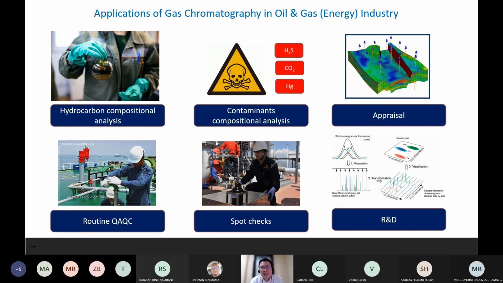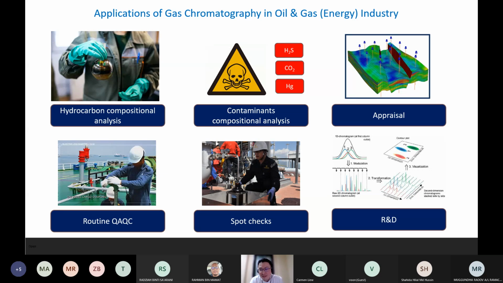We also look into contaminants and compositional analysis of a particular sample. The raw hydrocarbons that come from the reservoir are contaminated with specific types of contaminants such as hydrogen sulfide, CO2, and to a certain extent also mercury. So chromatography has the ability to screen, identify and quantify these kinds of contaminants within the sample.